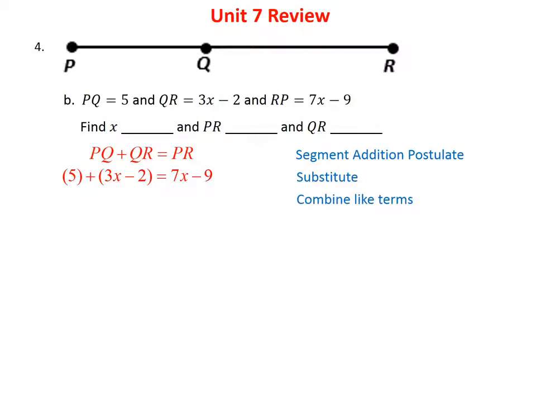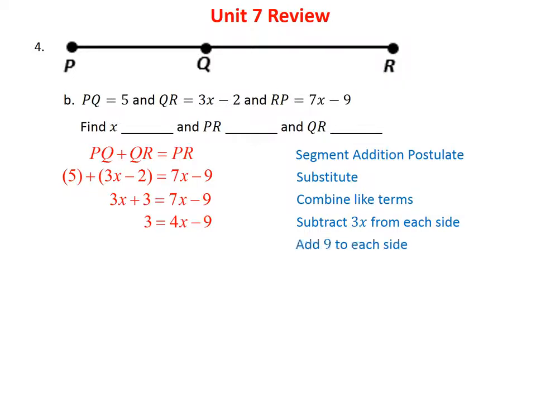So let's start by combining terms. We can only combine terms on the left side. 5 minus 2 is 3, so we have 3x plus 3 equals 7x minus 9. Now to solve any equation, we want to get all the variable on one side and the numbers on the other. So let's get all the x's on the right side. That'll keep them positive. I'm going to subtract 3x from both sides. It gets rid of it on the left side and gives me 4x on the right side. Now we'll get all the numbers on the left side. So let's undo subtract 9 by adding 9. And we have 12 equals 4x.